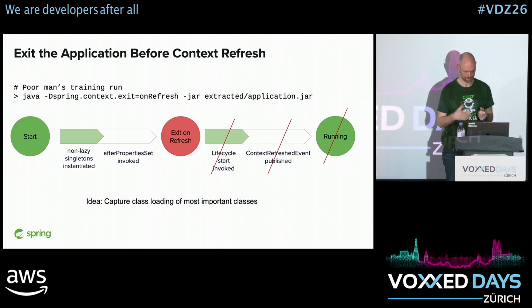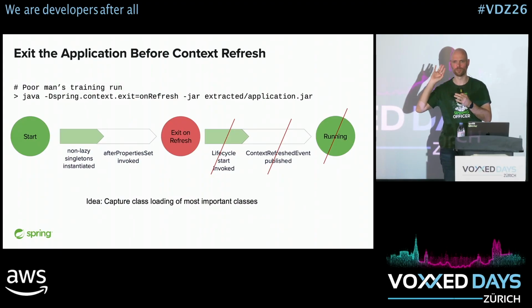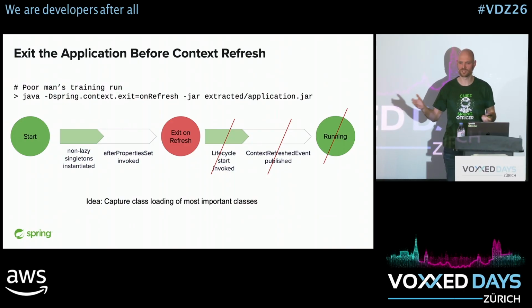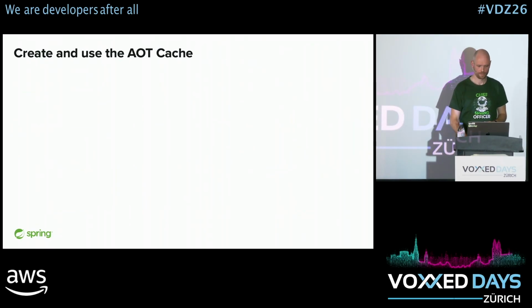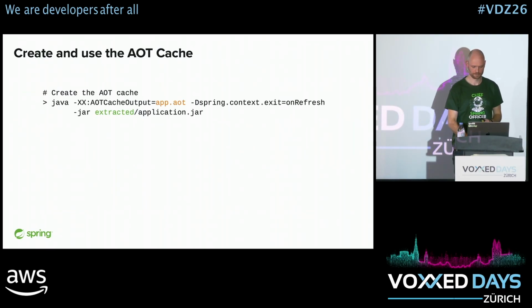The idea is to capture the class loading of the most important classes and then exit. It doesn't connect to databases, it doesn't open WebSocket or web server ports, or whatever. It just observes the class loading until a certain point, and then it just exits. And this is super easy to do because it's only one parameter and you don't need to think about production stuff. Now let's try.